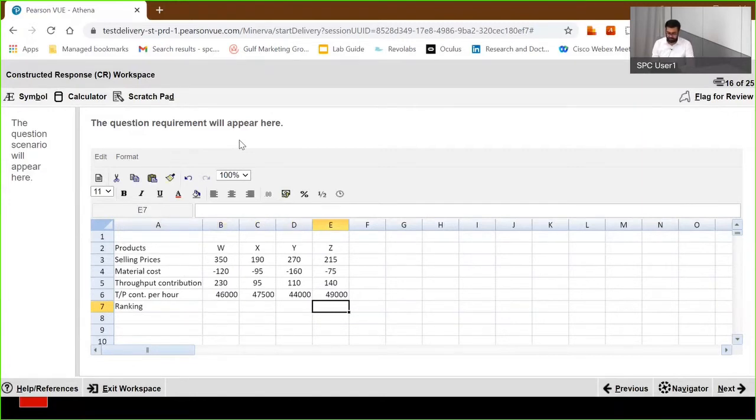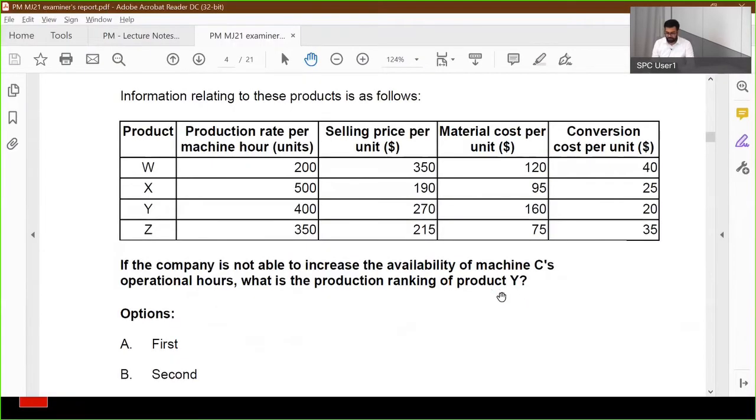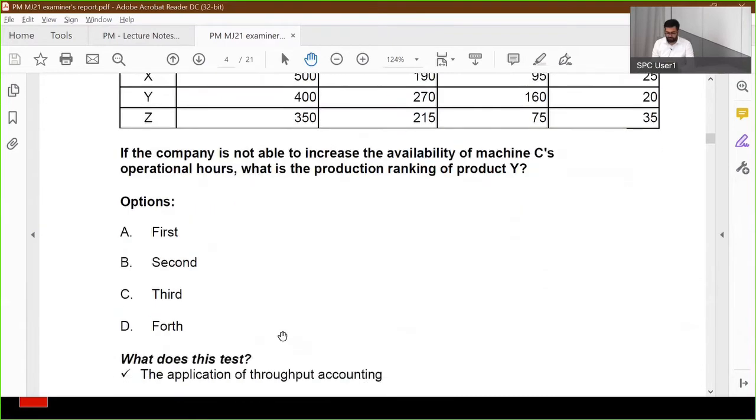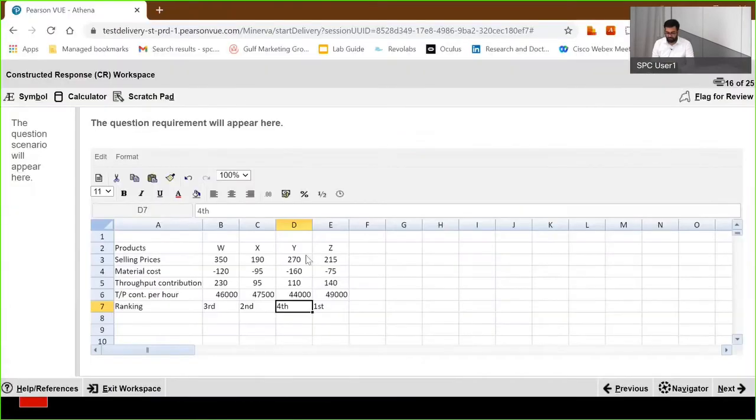So look at the throughput contributions per hour, and obviously the first ranking should be given to product C, second ranking to product X, then product W, and finally the fourth ranking we should give to product Y. Because in this question they're asking about product Y, the right answer should be D, where the ranking of the product is 4. So this is how this style of question should be tested.